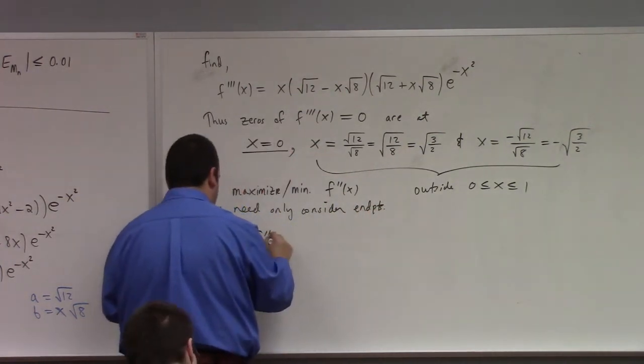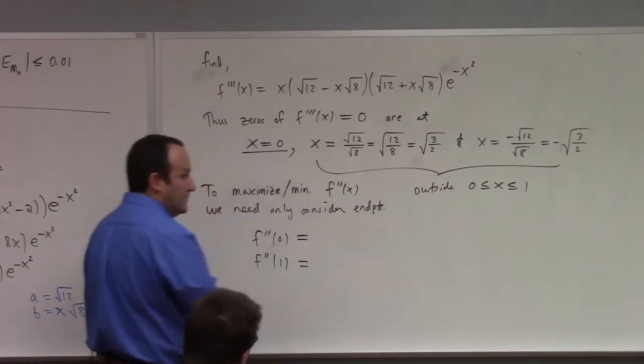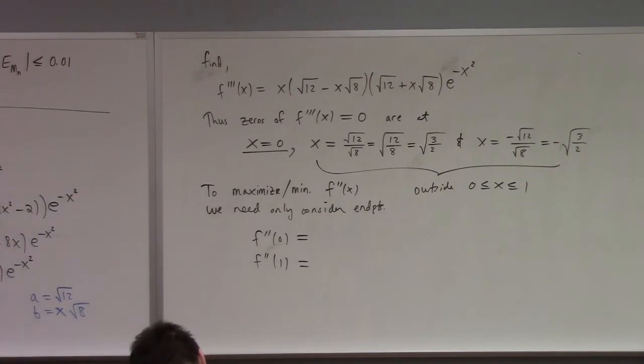So what's f prime prime of 0? What's f prime prime of 1? These are the winners and losers in the max min game for the second derivative over the interval of 0 to 1, because there are no critical points, because the third derivative is non-zero, right? And so what do you got?